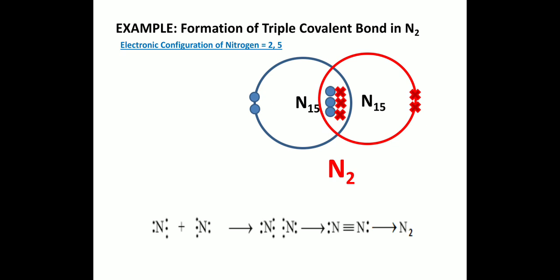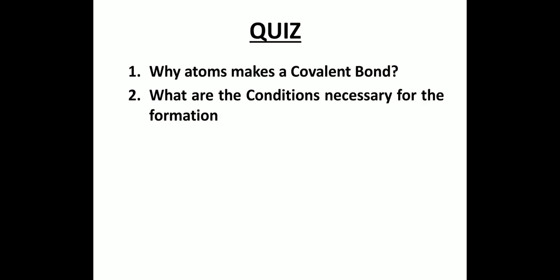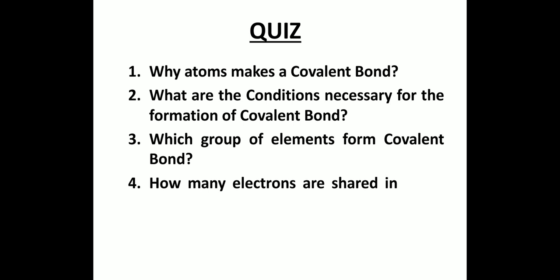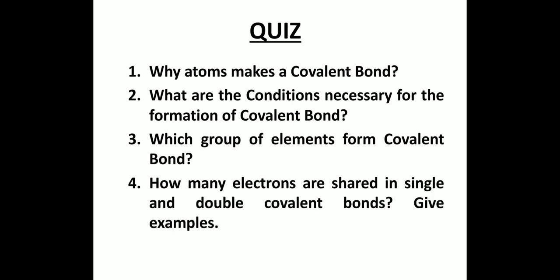It is formed between two dissimilar atoms as well as similar atoms. Mostly it is formed between nonmetals. They are divided into 3 types, which depend upon the number of electrons they share with each other.